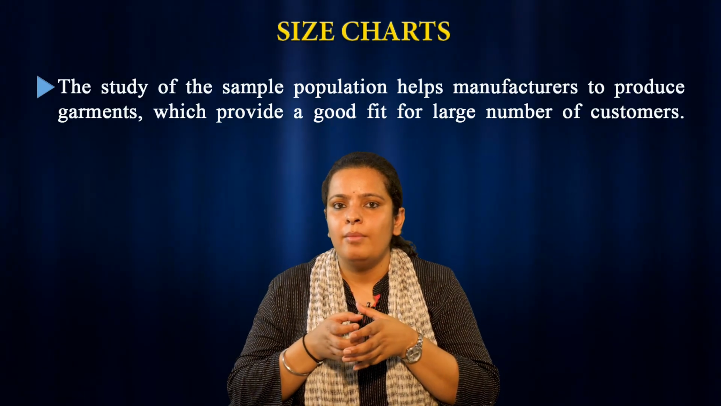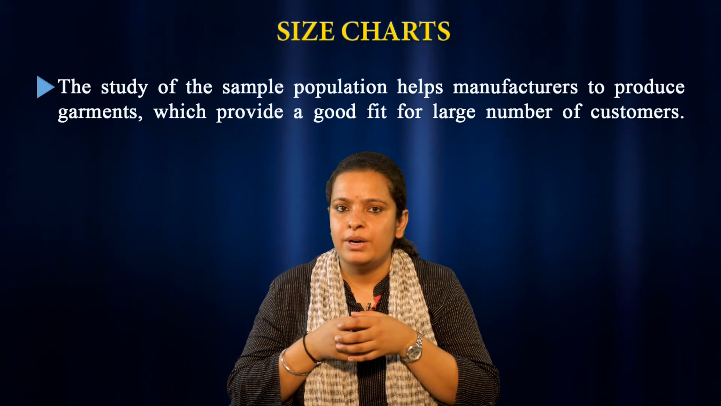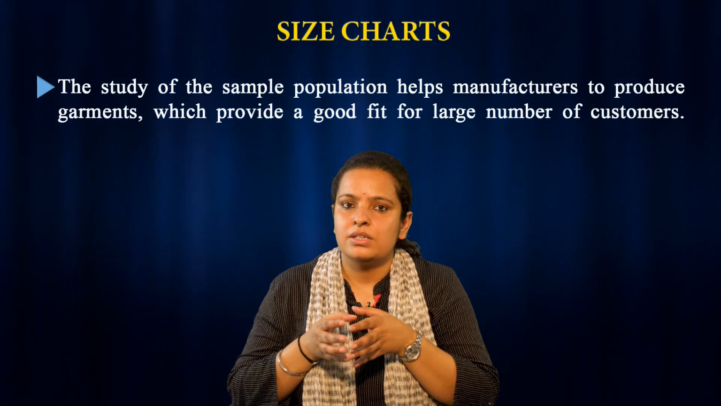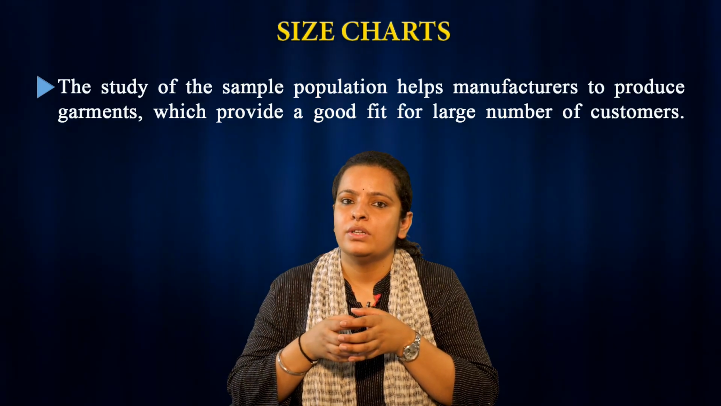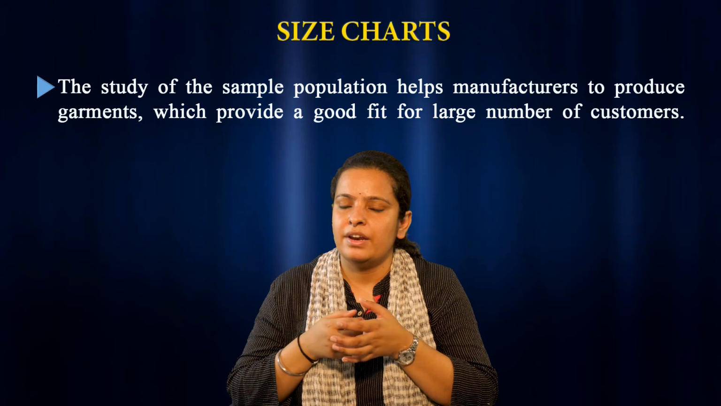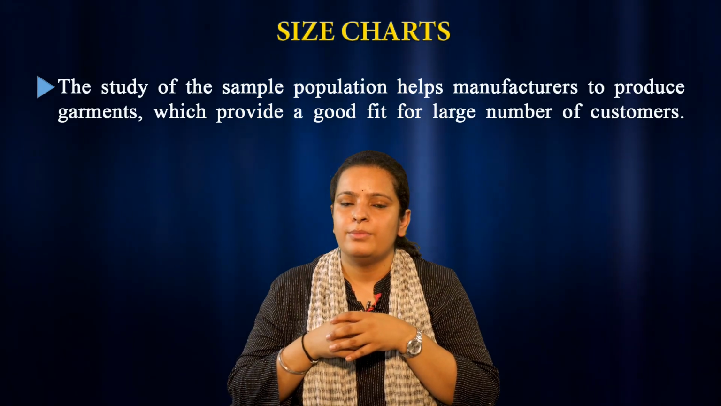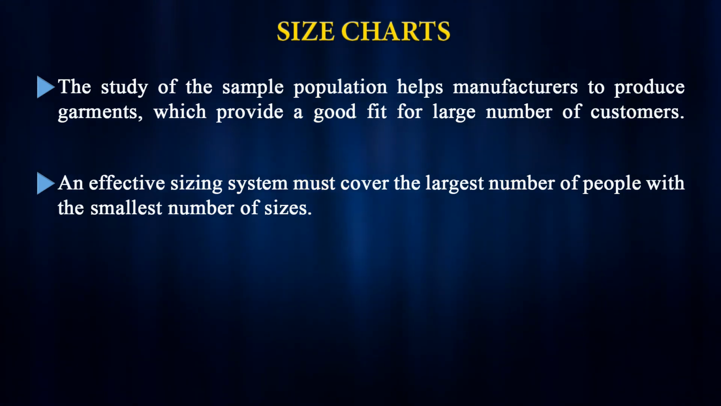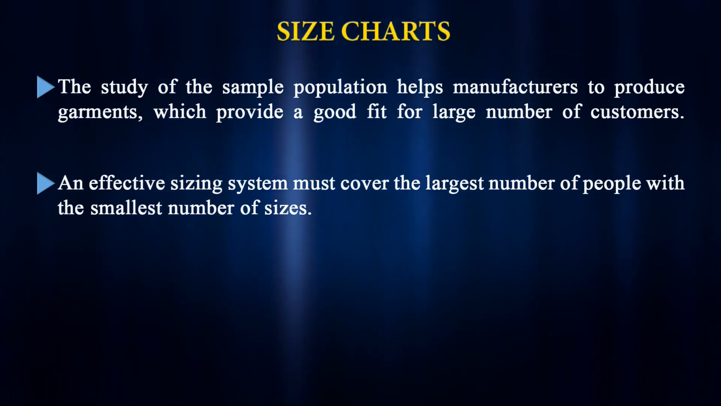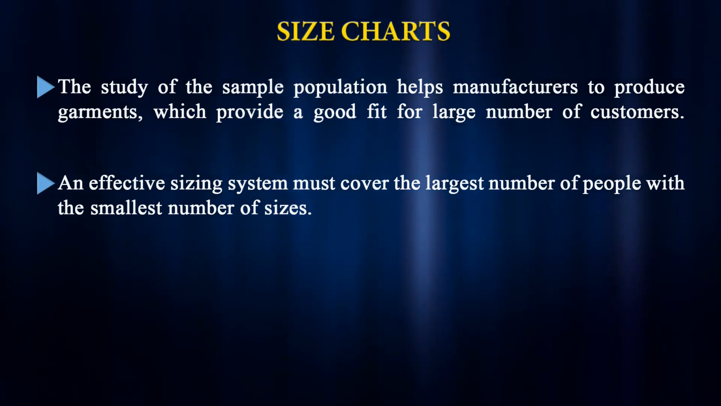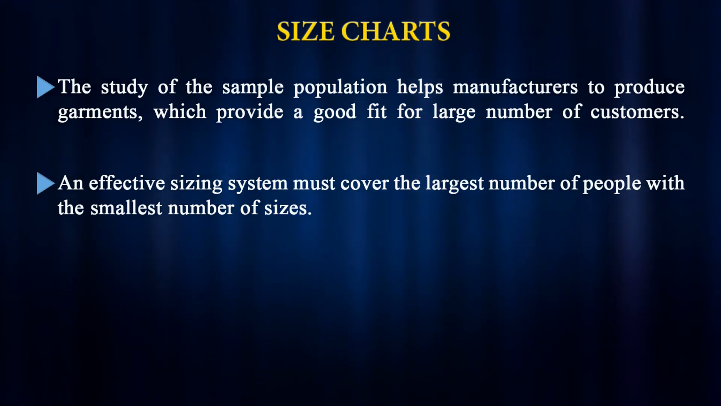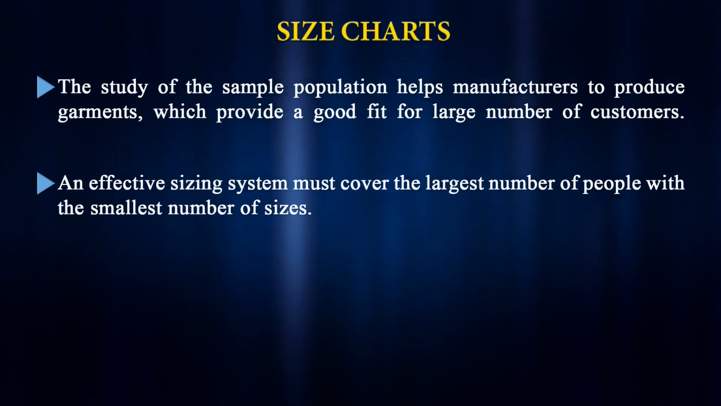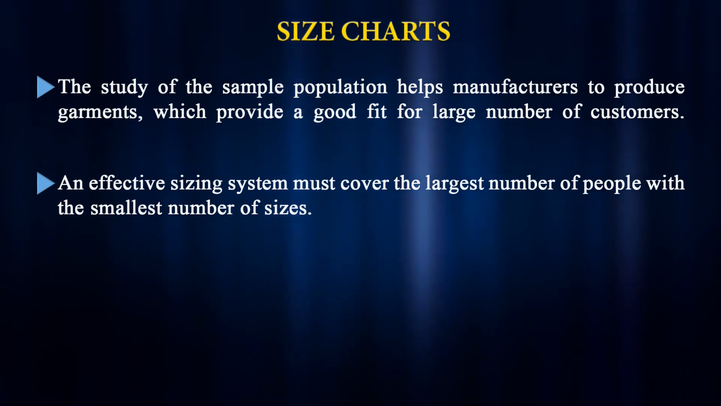If they are making garments, they cannot make them for some particular person. They have to produce garments in bulk, so they give a good fit for a large number of customers and can create a large number of products. An effective sizing system must cover a large number of people with the smallest number of sizes. With every size chart, they create products for a large number of people.